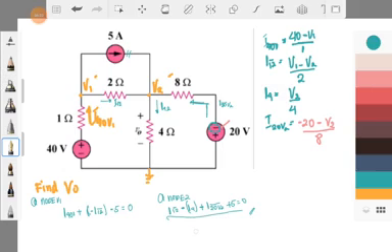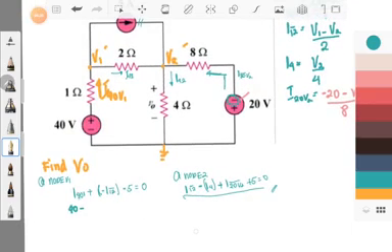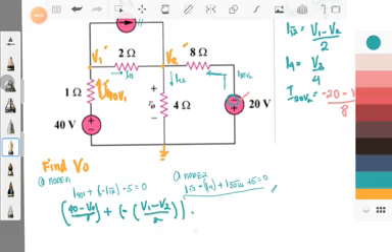So we have our I41, we have (40 minus V1) over 1, and then we have our negative I12, which is basically equal to (V1 minus V2) all over 2. So plus negative (V1 minus V2) all over 2, minus 5 ampere equals 0.